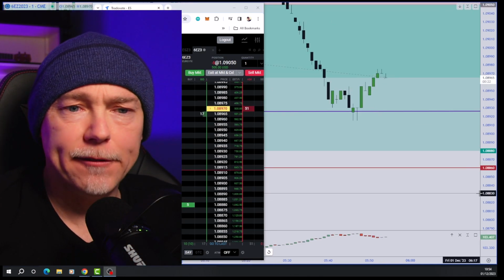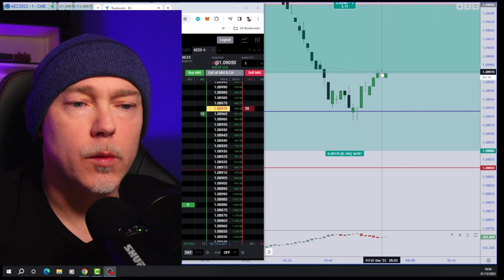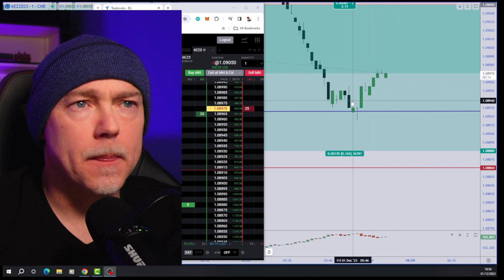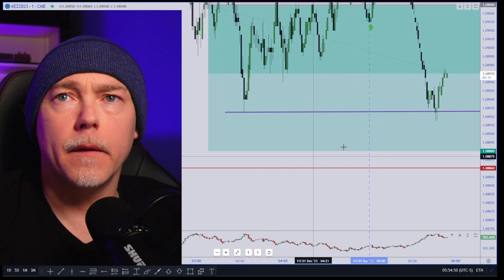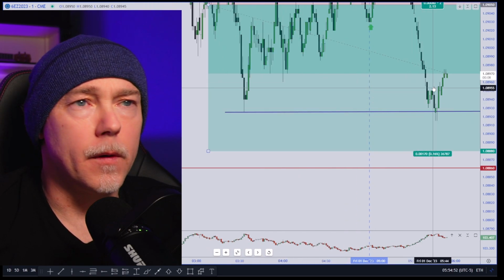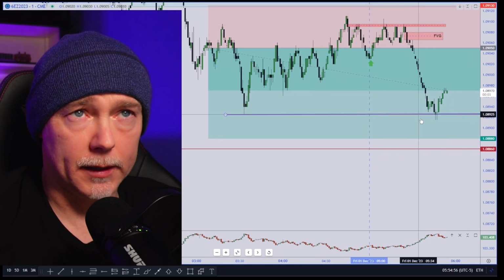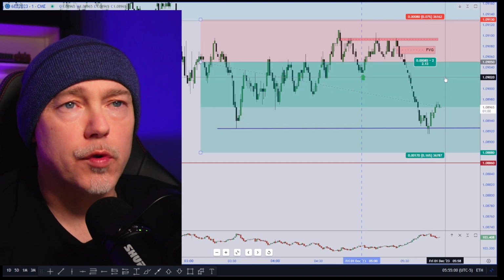Right, so it's 10:54 a.m. here in Ireland, which is 5:54 a.m. in New York. Price has kind of hit this previous target here, look. And we're having a little pullback, which is to be expected. With a move down like this, we could have a kind of a deeper retracement.